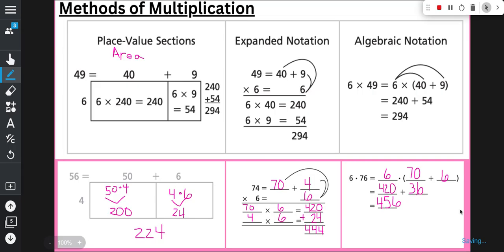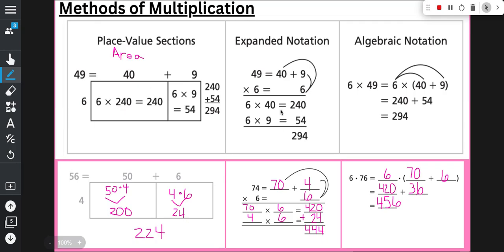These three methods, especially the expanded notation and algebraic notation, are probably newer methods for you. These are going to be ones you're going to want to practice a bit more throughout the unit and understand how they are all connected.